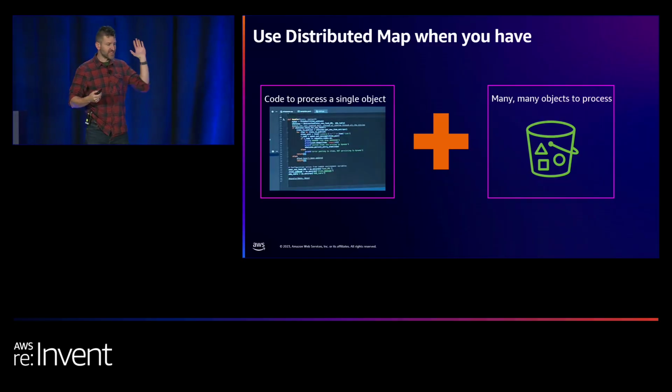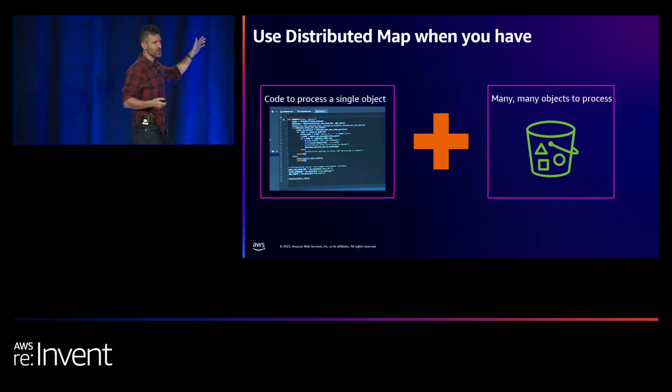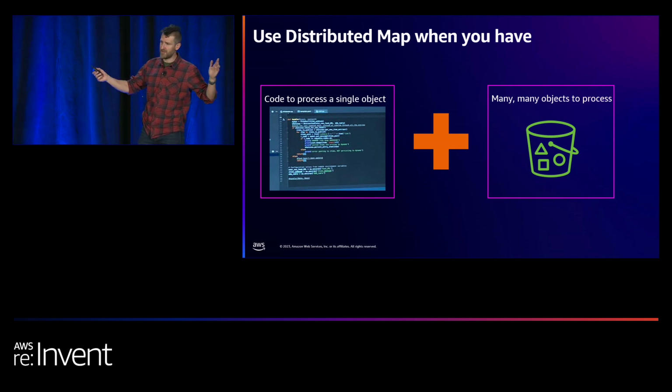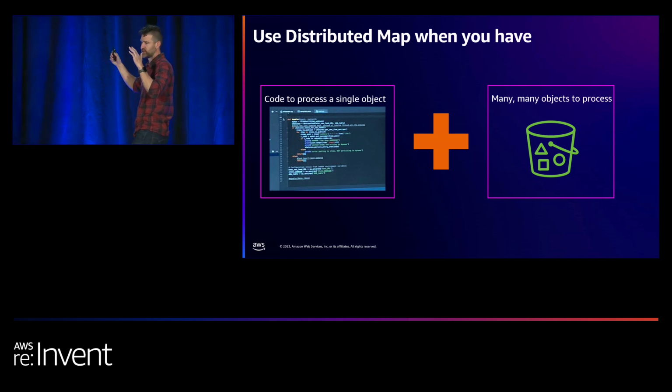11 times faster and 90% cheaper. I love that. It's so good. So I think if you take away just one thing from this presentation, it's that if you have the code to process a single object and you have lots and lots of objects to process, think about distributed map, because that just makes this super, super easy.